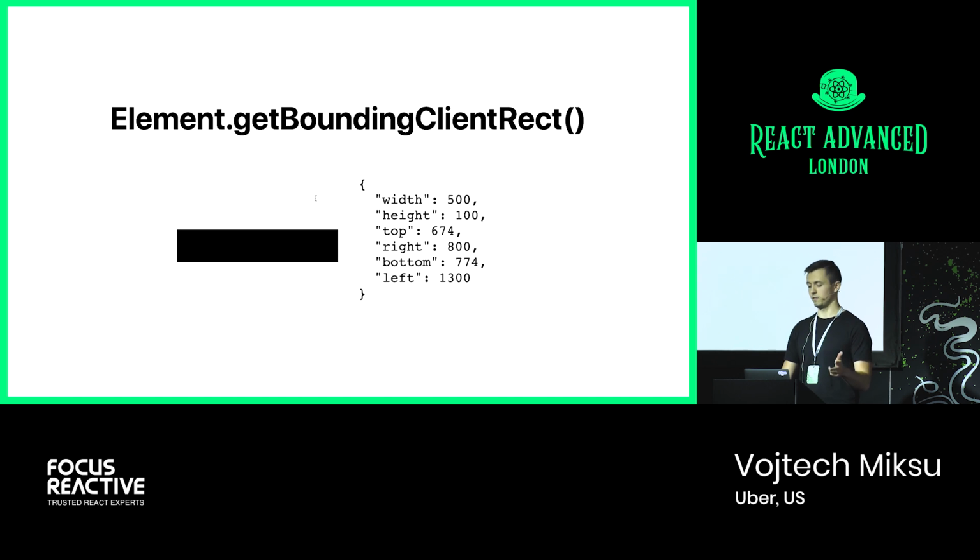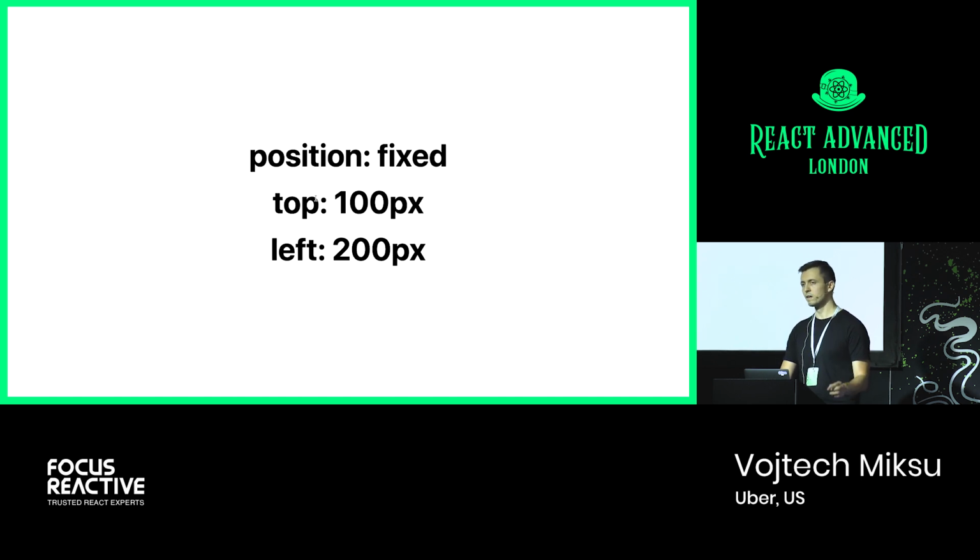We also need to position elements. When the user is dragging the item, we need to move it. And this is the first naive solution you can use. You can apply position fixed. And as the user moves the item, you can keep updating top and left values. And this works pretty well.